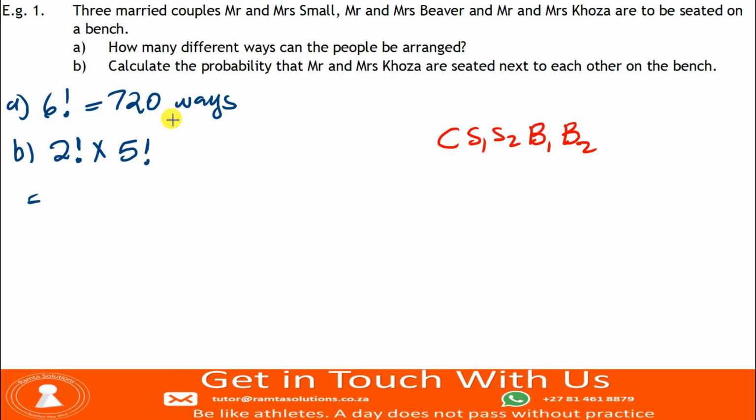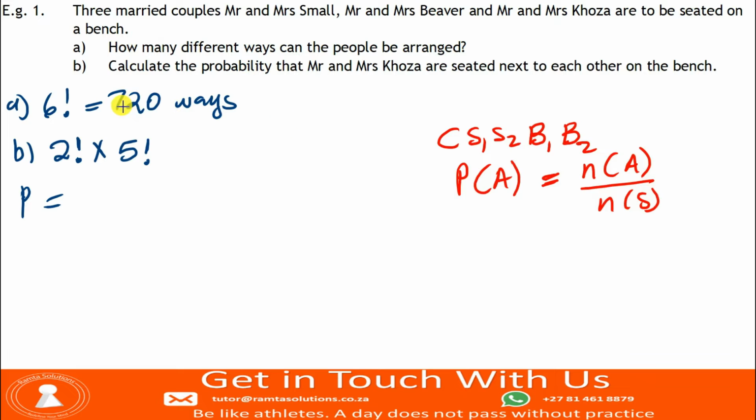So our answer, it's not really our answer yet, because the question is looking for the probability that Mr. and Mrs. Koza are seated next to each other. A reminder: the probability of an event, let's say event A, is basically the number of outcomes of event A over the sample space. So this 6 factorial is our sample space, and the event that we are interested in is Mr. and Mrs. Koza sitting next to each other. So we have 2 factorial multiplied by 5 factorial all over 6 factorial.